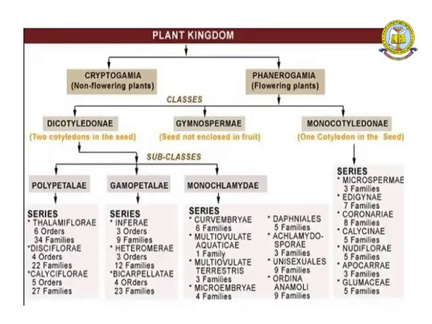Similarly, the second one is gamopetalae. Gamopetalae means where the petals are united. Now our topic is Monochlamydeae. What is the meaning of Monochlamydeae? Here the calyx and corolla, the sepals and petals, together form a single row, which we call the perianth. Where we see this, we call it Monochlamydeae.